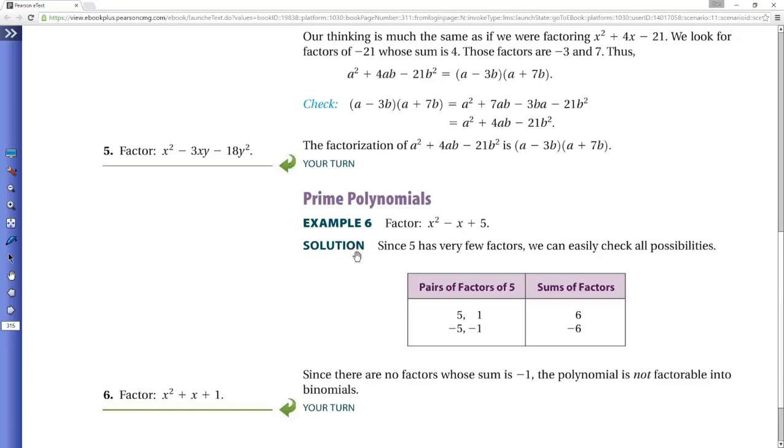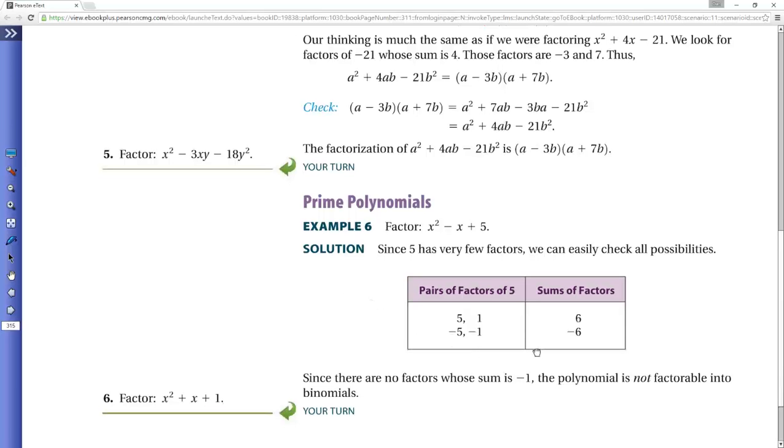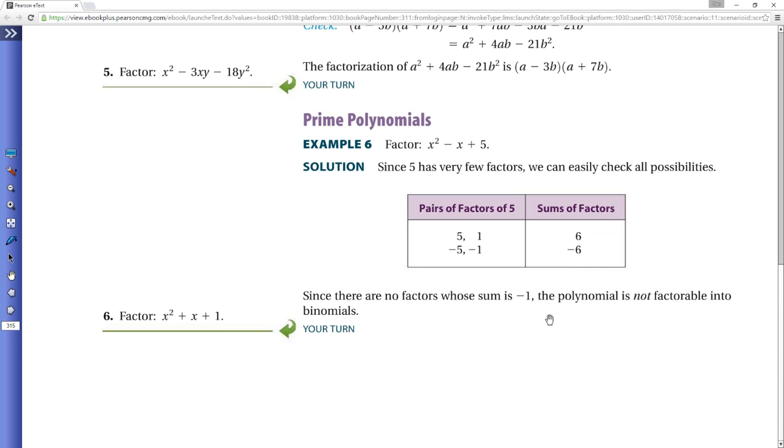Now prime polynomials. Prime again means that it has only two factors, right? So let's look at this one where we have x squared minus x plus 5. Since 5 has very few factors, we can easily check all possibilities. They don't go into any kind of strategies yet. Let's just look at factors of 5. I end up with 5 and 1 as possible factors, or negative 5 and negative 1. Well, the sums of these factors are 6 and negative 6.